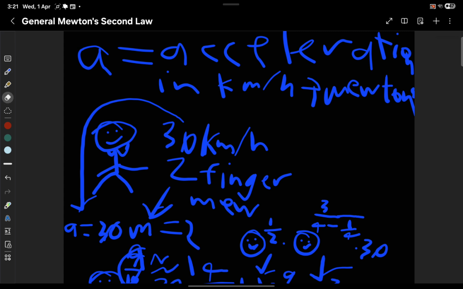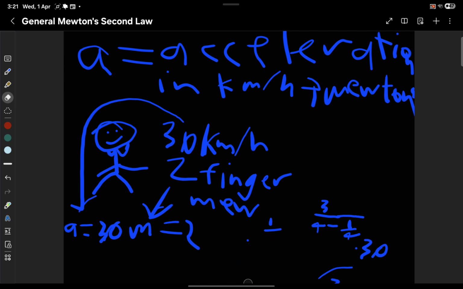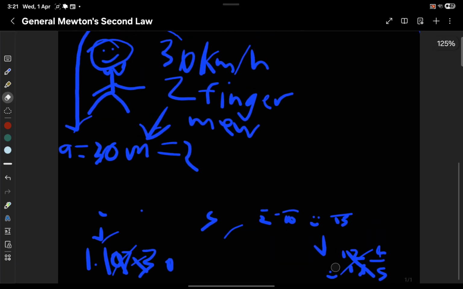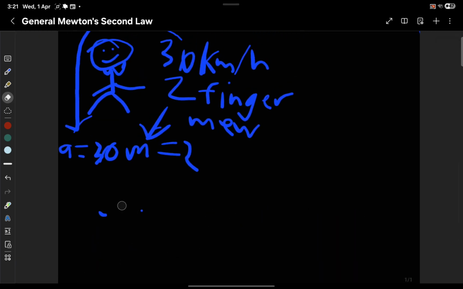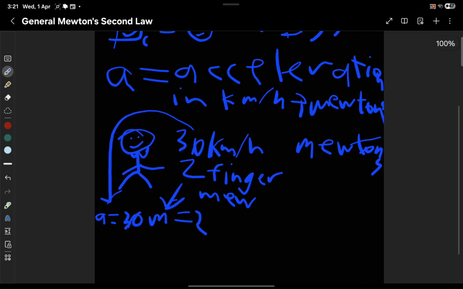let's just erase all this junk. Erase. Also erase. Alright, we get an approximate calculation of 33 Mewtons. Very impressive.